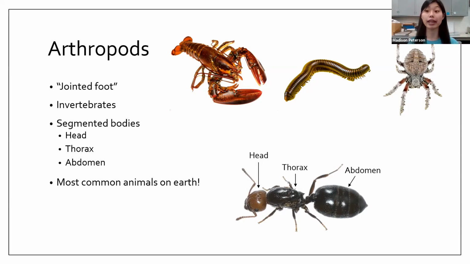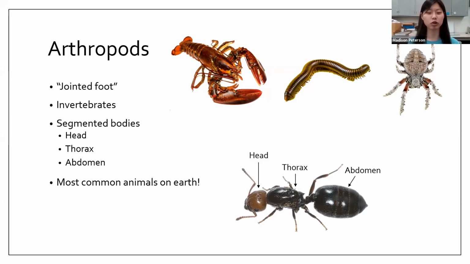Arthropods are invertebrates, so they do not have a skeleton on the inside. They have a skeleton on the outside, sort of like armor, and it helps protect them. All arthropods also have segmented bodies. Most arthropods, but not all, have a head, a thorax, and an abdomen. You can see down here at the bottom, this ant has a very clear head, thorax, and abdomen.